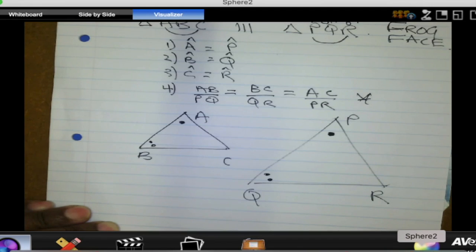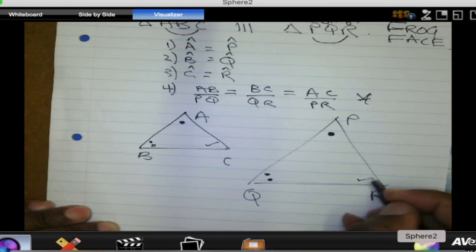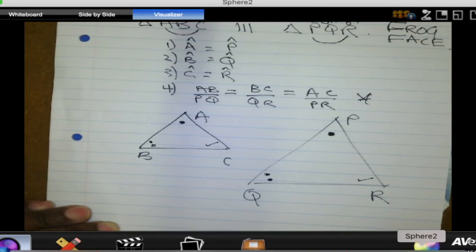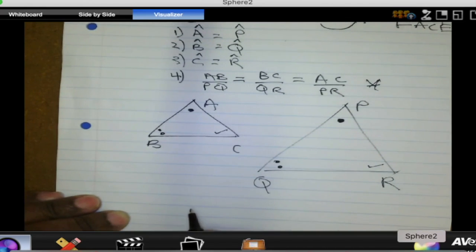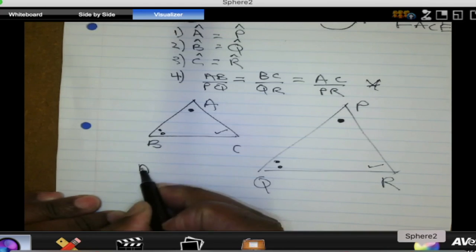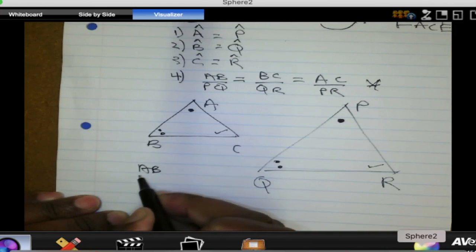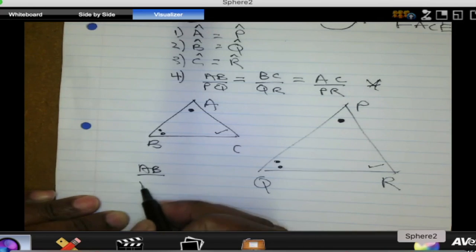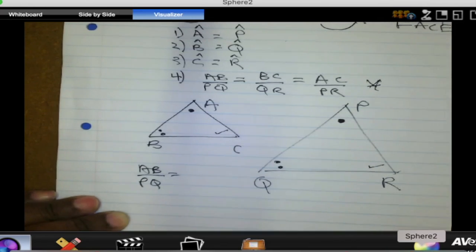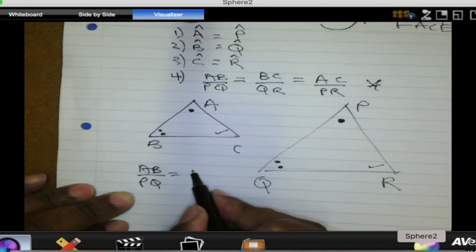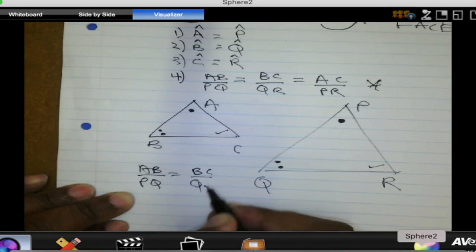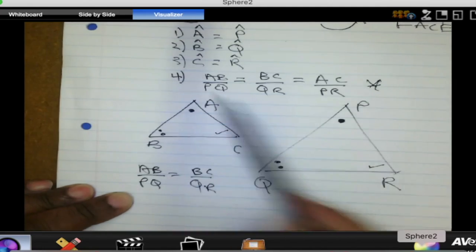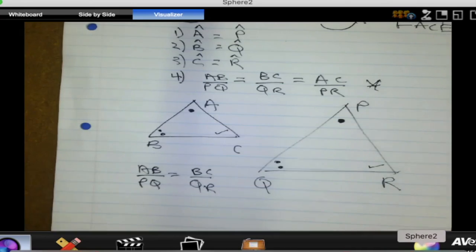That will be enough. It follows, obviously, that the remaining angles will also be equal. So if these two triangles are similar, then we expect those angles to be equal. But we also expect, number one, the length AB divided by the length PQ to give us the same thing as BC divided by QR. From this one here, we can actually write three equations.